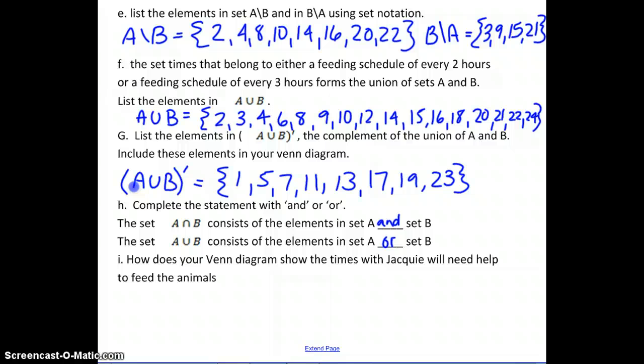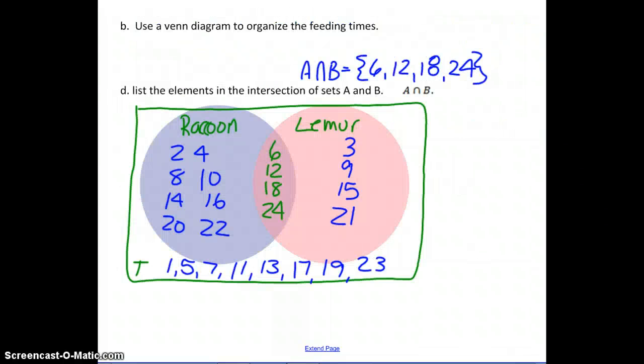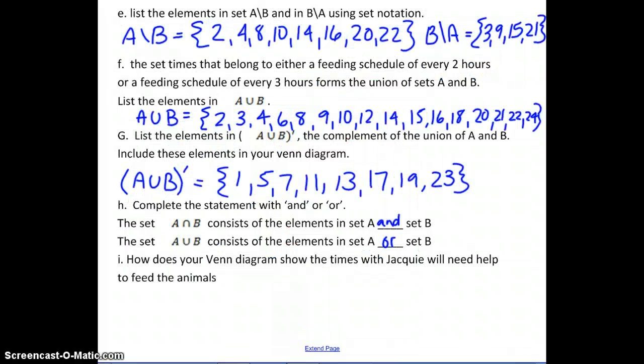Now, how does your Venn diagram show the times where she needs help? Let's look at this. The overlap is where she'll need help because she should be feeding them both at that time. So the overlap areas.